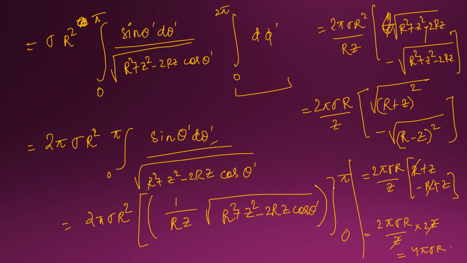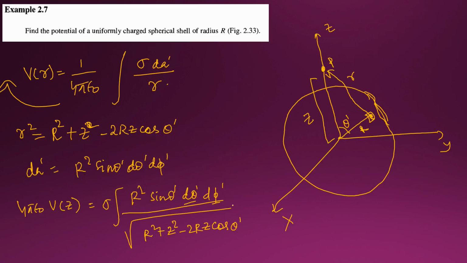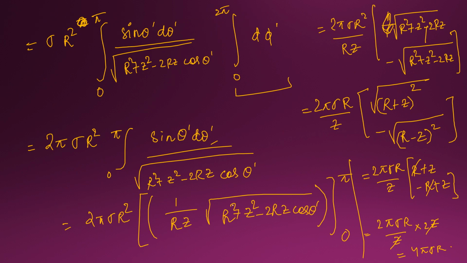So this is actually your left side. What was on the left side? 4 pi epsilon naught Vz. So if I do this, Vz is sigma R by 2 epsilon naught.